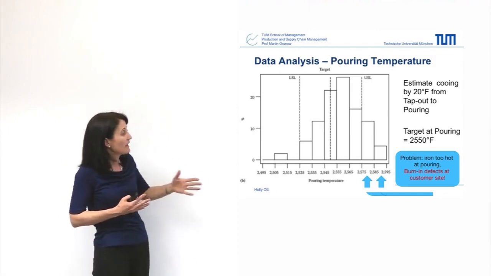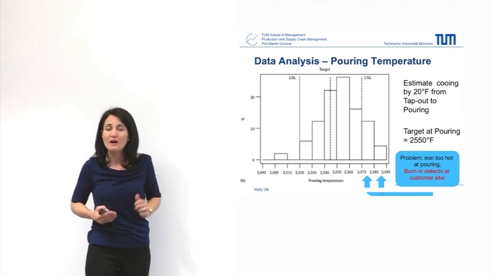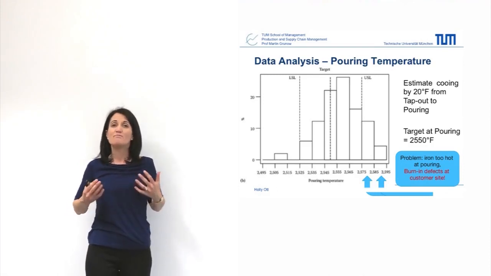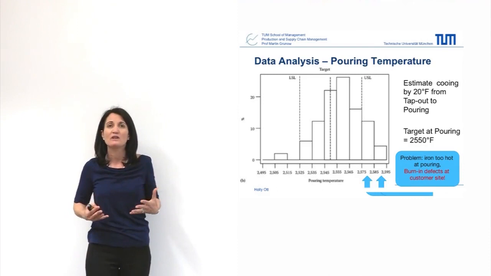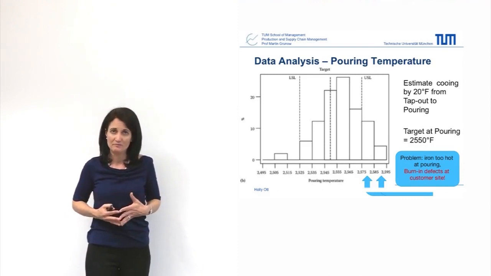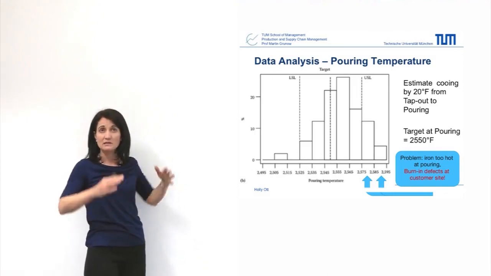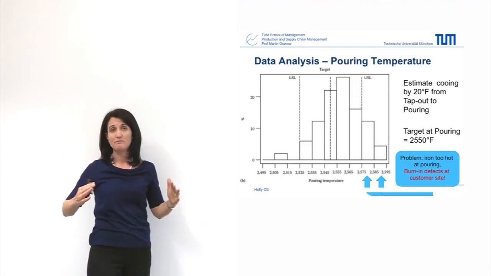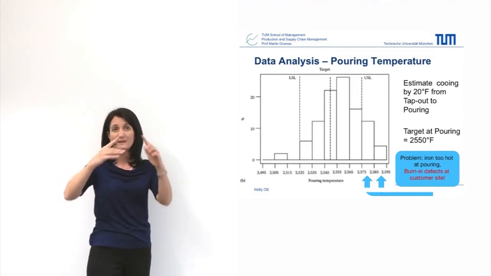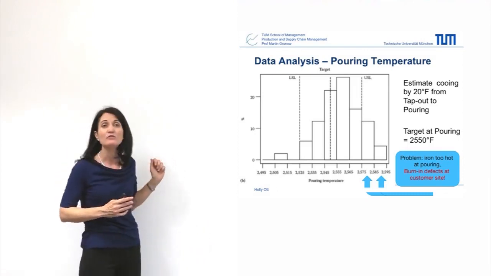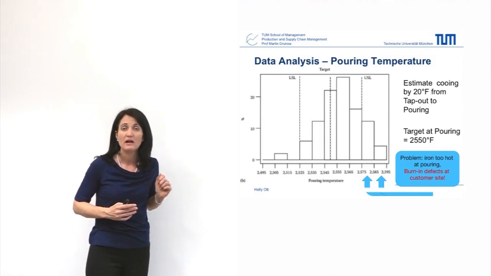And that's what I have indicated here on the slide. Above the upper spec limit, you get burn-in defects. And this part of the castings, this amount of castings, are not usable. You may also notice here that this looks like just one distribution with one peak.